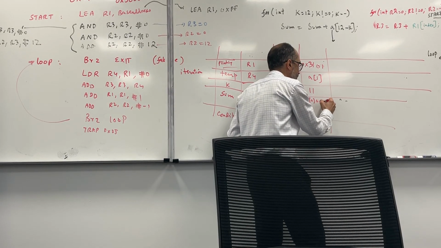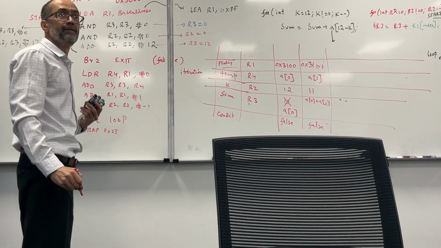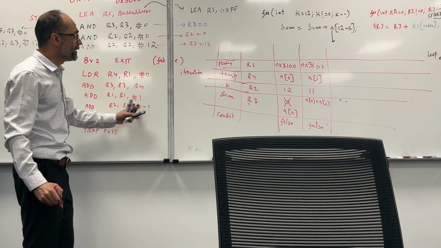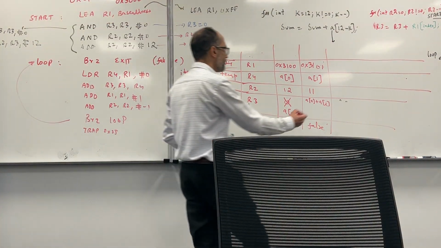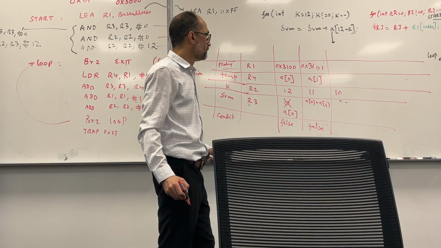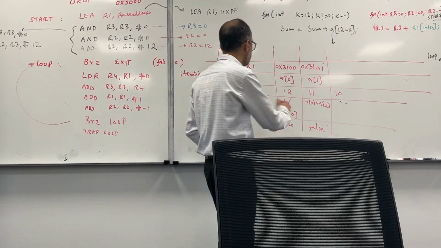A0 plus what? A1. Clear? And then when it is A0 plus A1, we are decrementing R1. So what will be the value of K now? 10. Clear? All these numbers are in decimal.